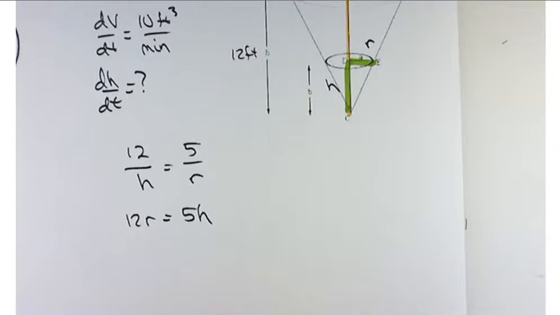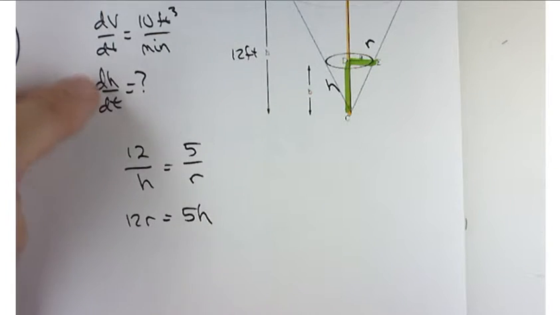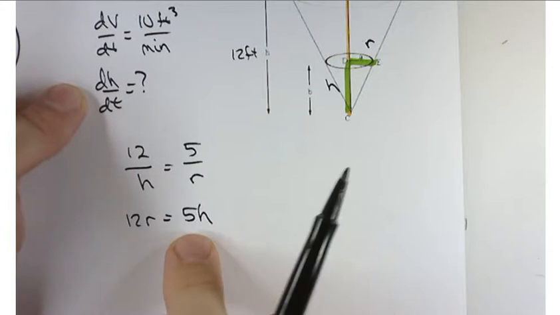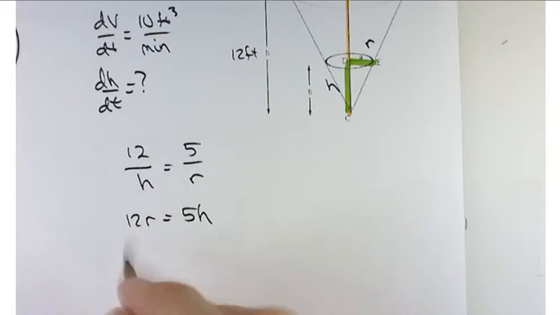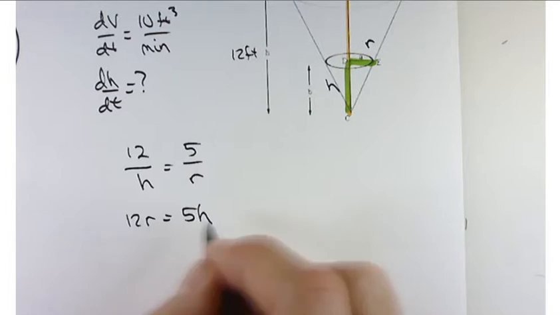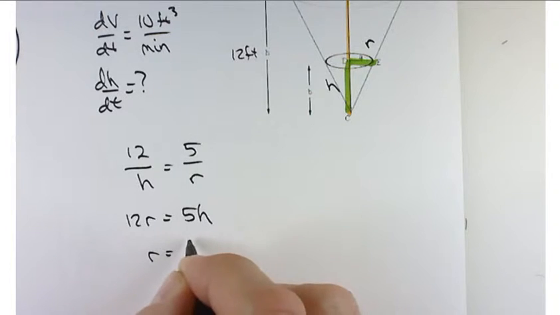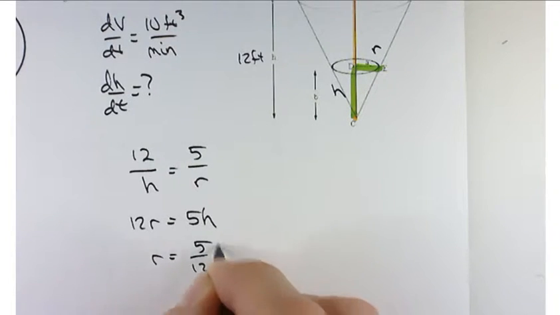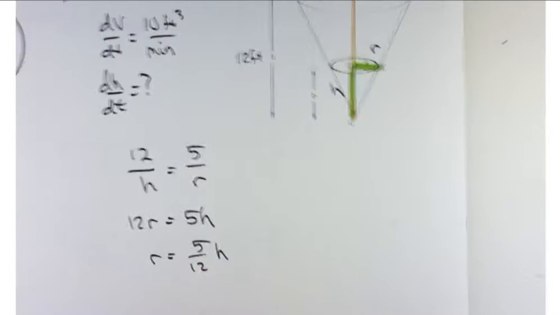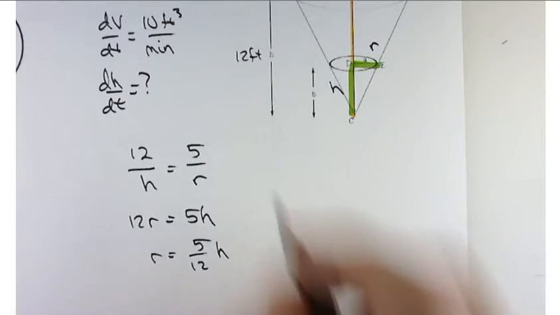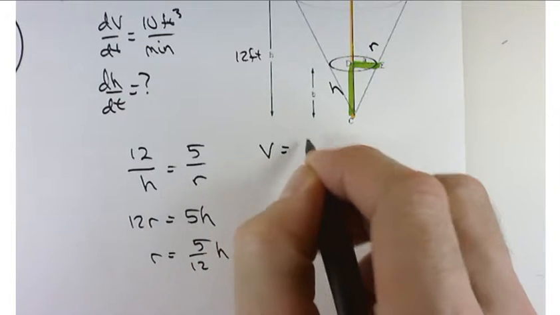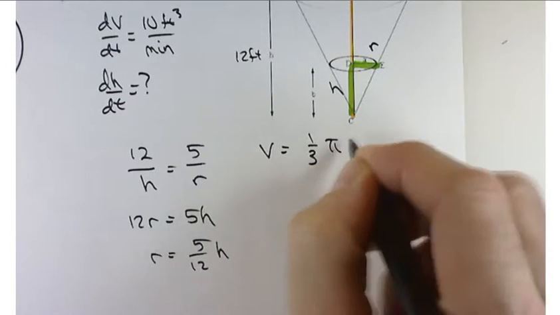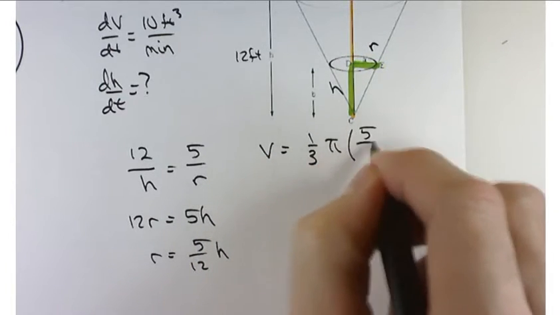And now I want to think carefully about which one I'm going to solve for. Eventually, I'm going to answer questions about dH by dt. So I want to leave h in the problem. It means it'd be nice to get rid of r. So in other words, r is 5 over 12 times h. And what we're going to do is put that into my volume formula and see if we can't get some simplification.